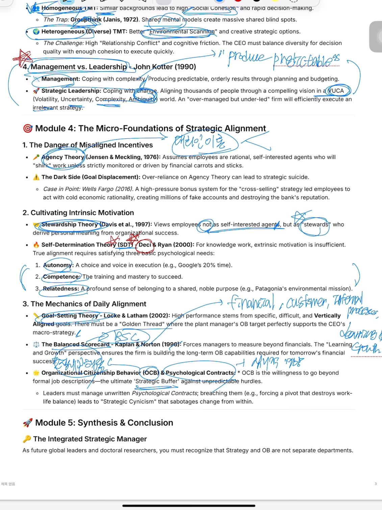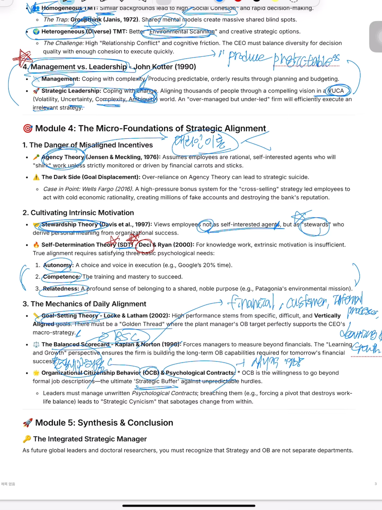Anyway, beyond the formal employment contract, there is an unwritten set of expectations between the employee and the firm. If the firm's strategy involves a pivot that requires massive overtime or a relocation, but the psychological contract was built on stability and work-life balance, then the contract is breached. The resulting strategic cynicism can destroy the firm from within. Managing these unwritten expectations is a core OB capability that determines whether a strategic change will be embraced or sabotaged.